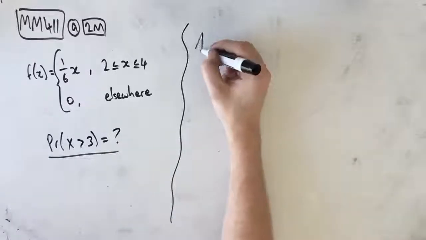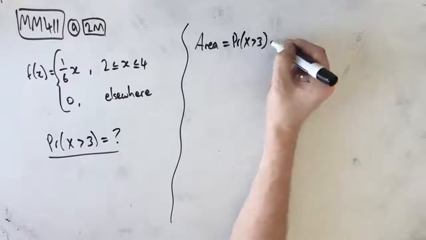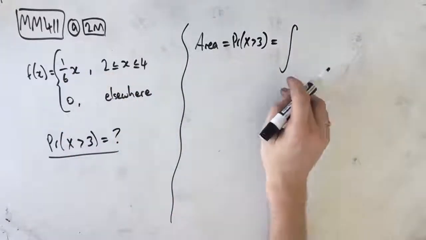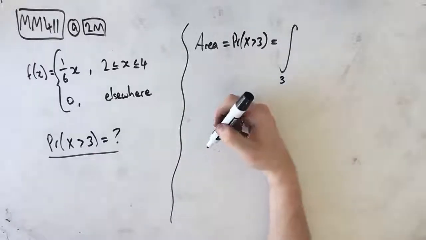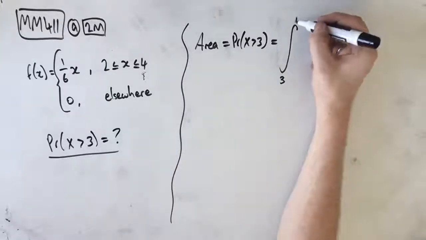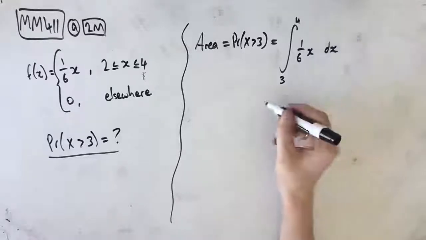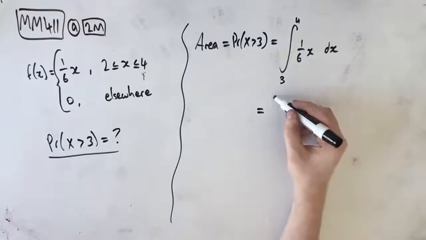So we're looking for the area, which is equal to the probability that x is greater than 3, and this is equal to the area under the graph, which we use our integral for, right? So we're looking for greater than 3, which means that our lower bound is 3, and our upper bound is the natural upper bound of our function, which is 4. So from 3 to 4 of 1 on 6x dx. Sweet. So now we can just antiderive this as normal.